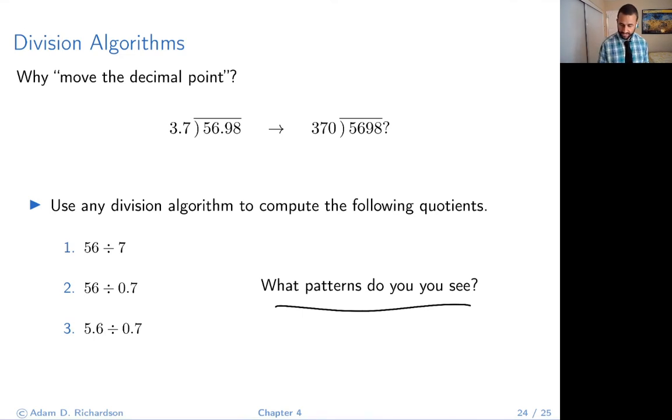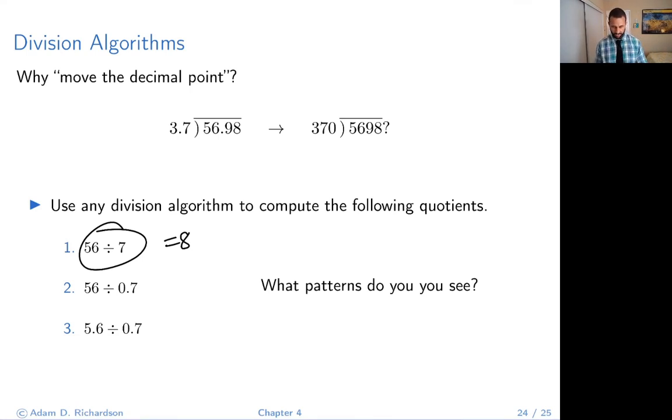Okay, now let's talk about it here. 56 divided by 7, that's actually one of those multiplication facts that you're supposed to know, right? 7 times what is 56? Of course, I can't remember it. Okay, 7 times 7 is 49, so that means 7 times 8 is 56. So I know this is actually 8.